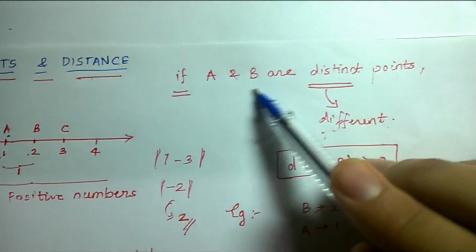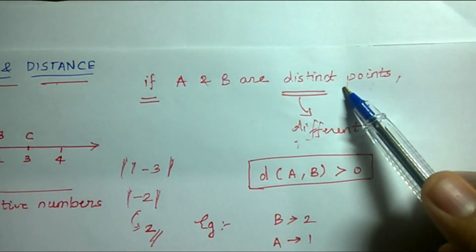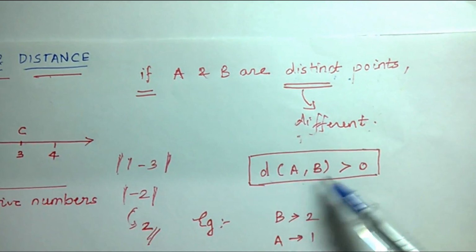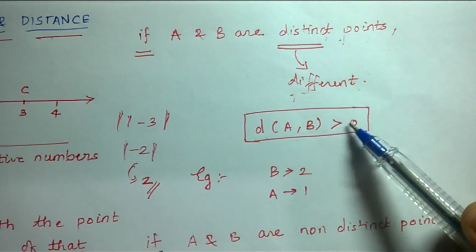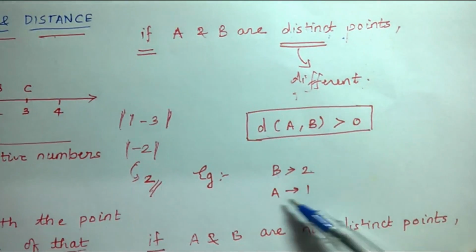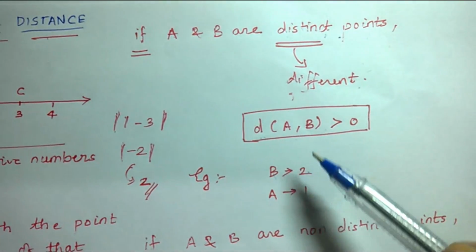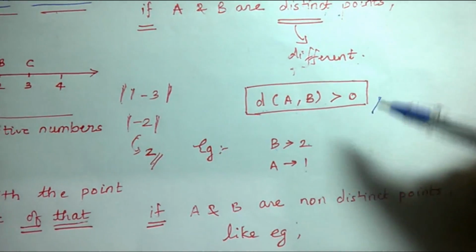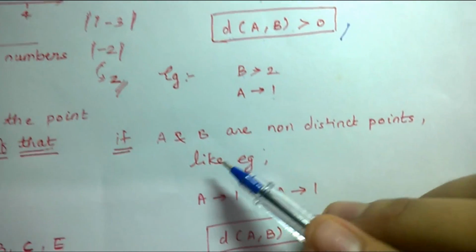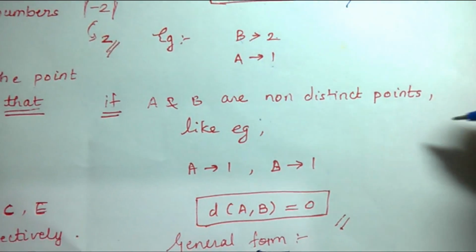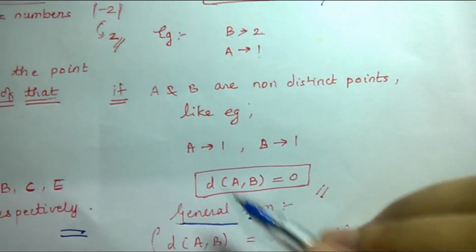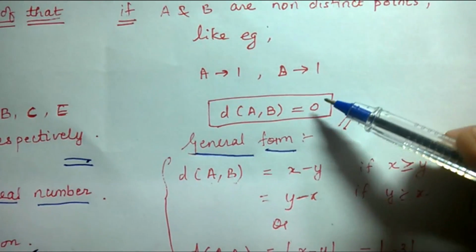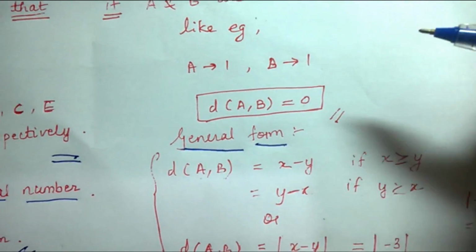Now next we will consider two cases. First case, when a and b are different points, that is distinct points. If a and b are different points, then the distance between a and b will always be greater than 0. Like if I consider b as 2 and a as 1, then their distance will be 1, so it will be greater than 0. The second condition is that a and b are non-distinct points. Non-distinct points mean they are the same, like a is 1 and b is 1 for example, so their distance will of course be 0. So this was the second case.